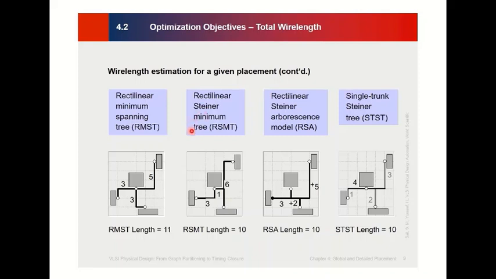RSMT, rectilinear Steiner minimum tree, is very popular. However, this is a rather complicated algorithm. There is a simpler algorithm, which is rectilinear minimum spanning tree, RMST. According to RMST, the length is 11, so it is not as accurate, but RMST is much simpler. The algorithm is much simpler compared to RSMT. But remember, RSMT is rather accurate.